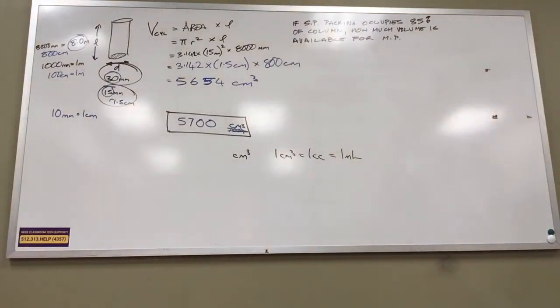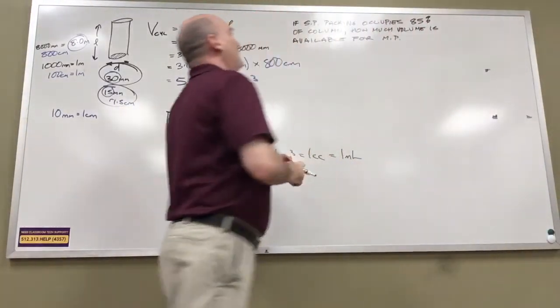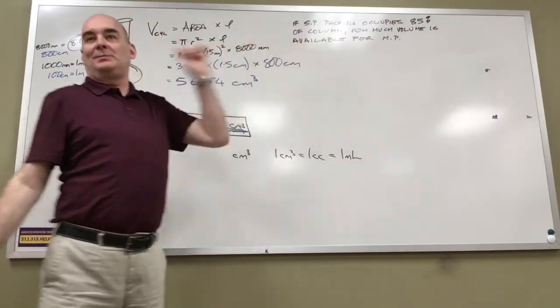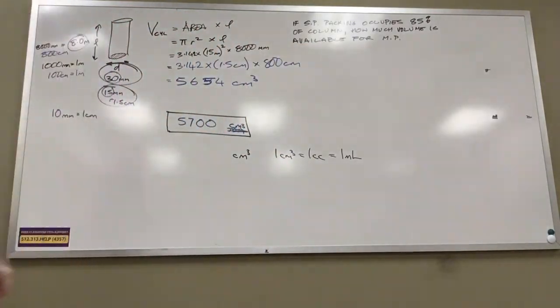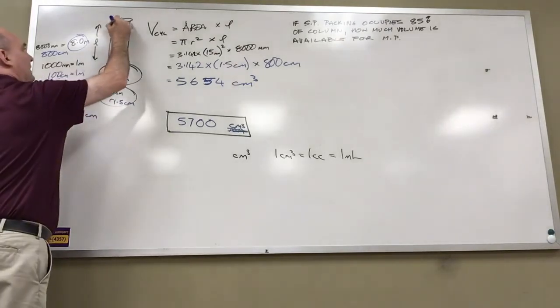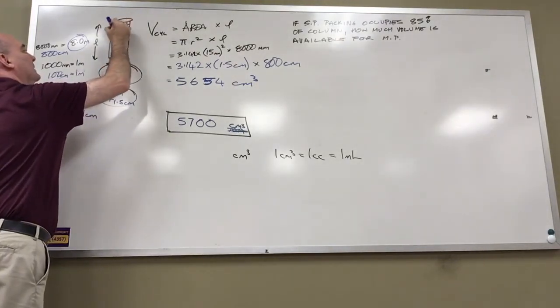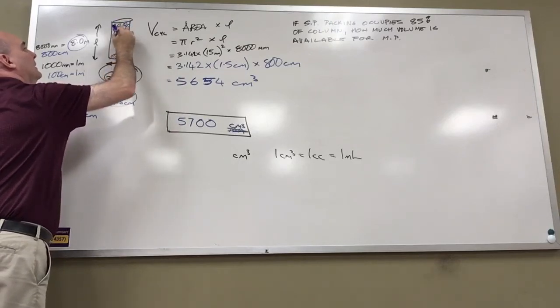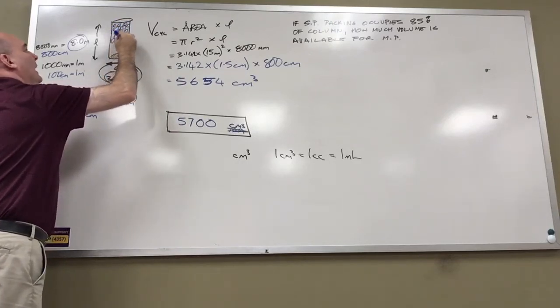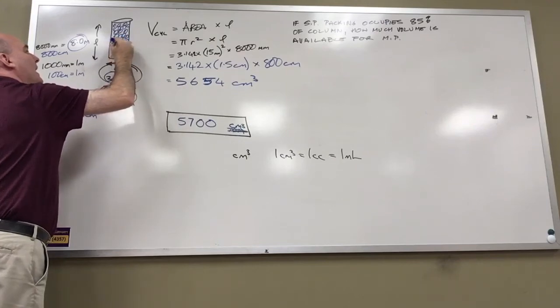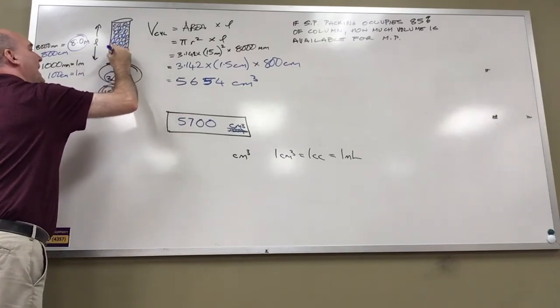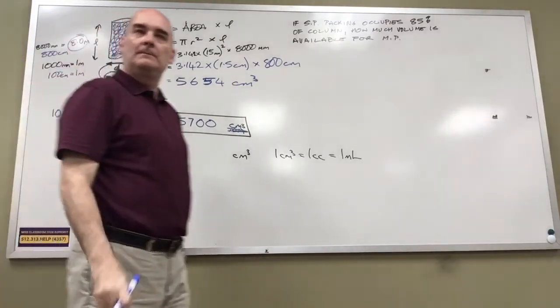Okay? All right. If the stationary phase packing occupies 85% of this column, it's a column, but it's packed. How much solvent, carrier gas, or analyte can I fit into the column?